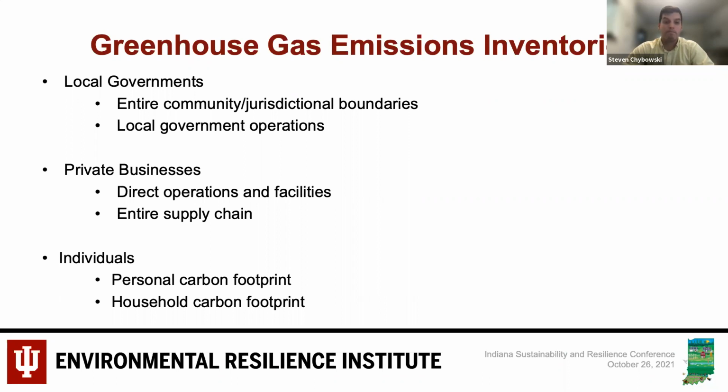And then lastly, individuals can also do their own version of a greenhouse gas emissions inventory. And when we're talking at the individual level, the language usually shifts to looking at your carbon footprint. It's more or less the same type of deal as a greenhouse gas emissions inventory. You can look at your personal carbon footprint, or you can look at your household carbon footprint. And there are some calculators and tools online to help individuals look into this for their own information.